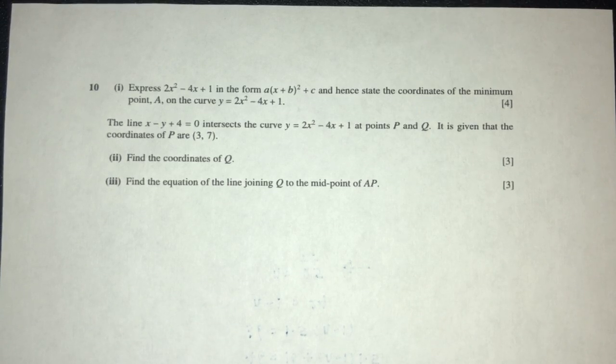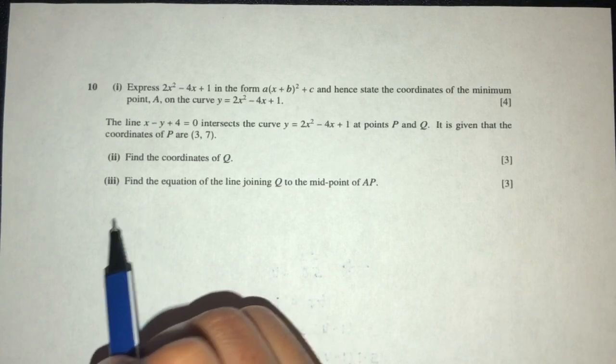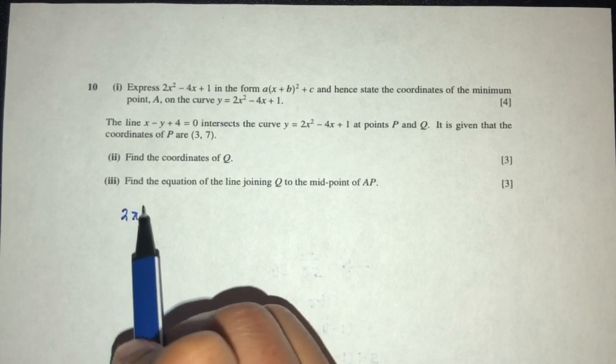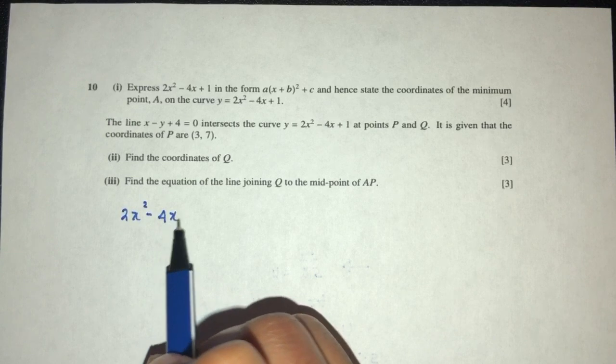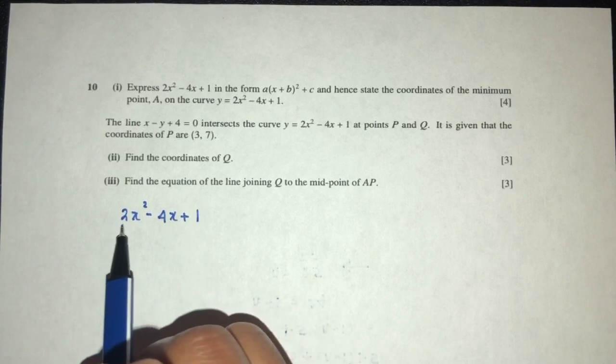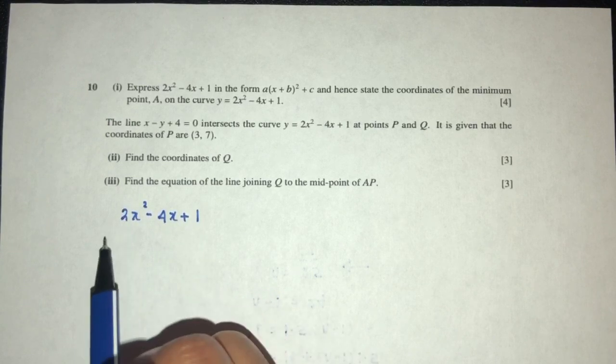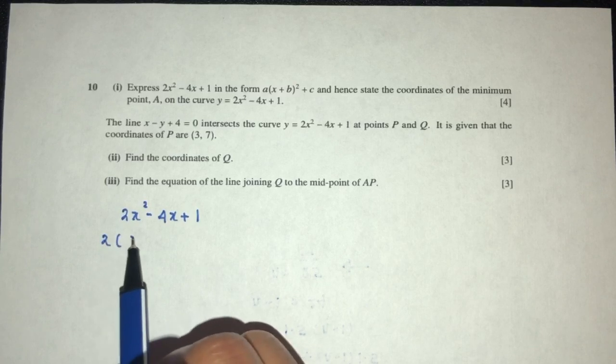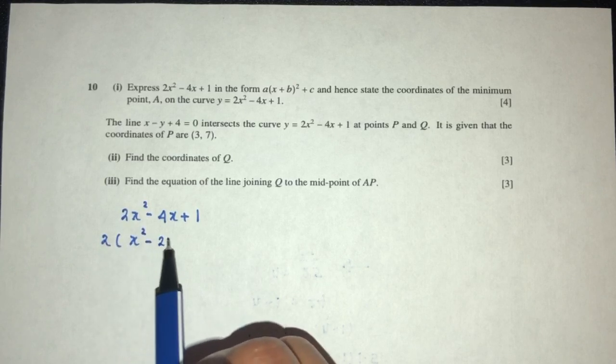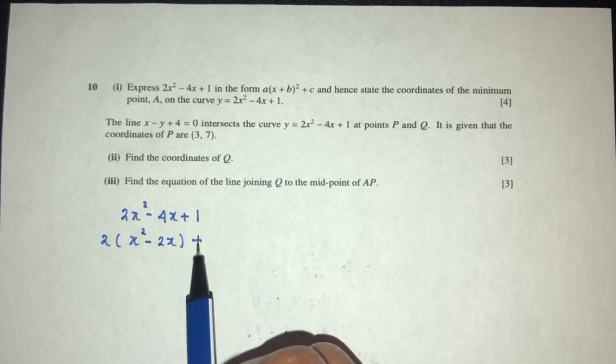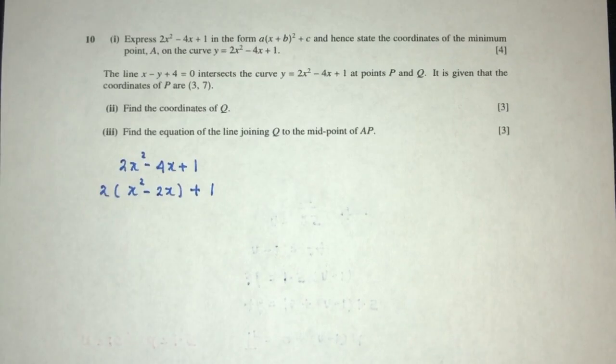Okay, so let's move on to the next question. Express this in the form of this. So we have to complete the squares. So let's do this. Pretty easy. Because at first we have 2x squared minus 4x plus 1. Because we have 2 here, we have to make this become 1. How? By factorization. You will have x squared minus 2x. For this one, we can just leave this outside. Okay? Now here we have 1.